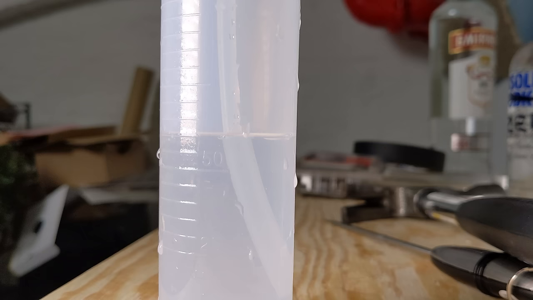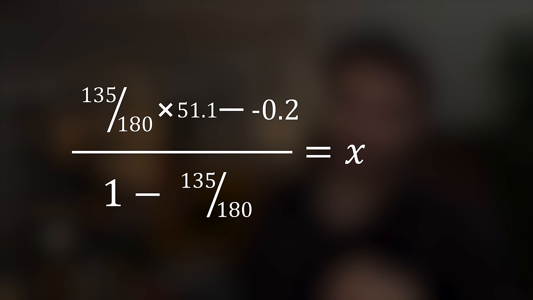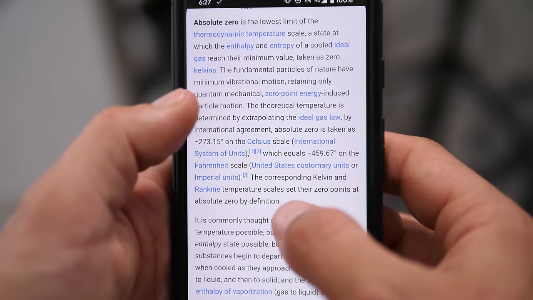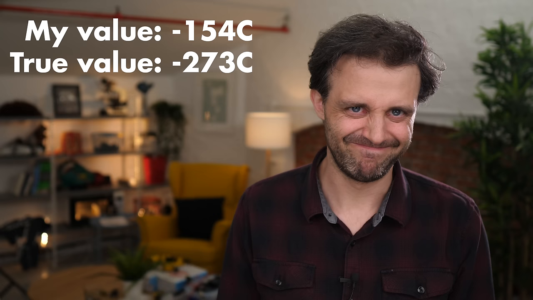So if we plug all those values into the equation, we get that the freezing point of water on the Kelvin scale is 154 degrees, or in other words, absolute zero on the centigrade scale is -154 degrees. So at this point, we might as well just Google it and find out what it really is. Oops. It's not great, is it?